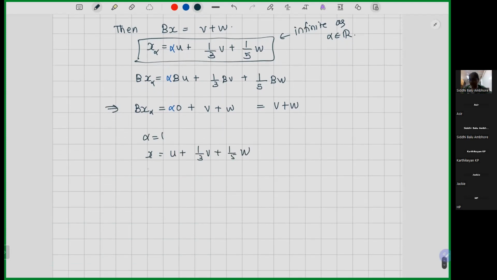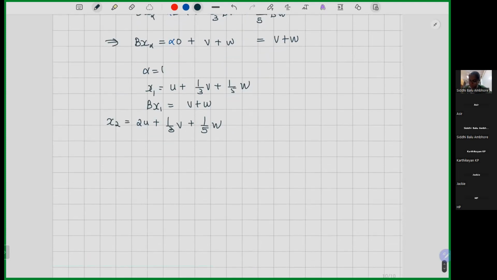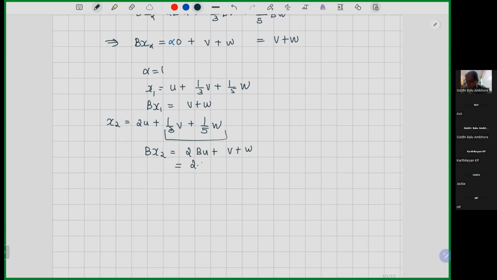Okay, now bx is what? It will be v plus w. Let me call this x1. I take x2 to be 2u plus 1 by 3 v plus 1 by 5 w. Then bx2 is what? It will be 2bu plus this thing, which anyway gives me v plus w. But 2bu is what? 2 into 0 plus v plus w, and I am getting 0 plus v plus w, which is v plus w.